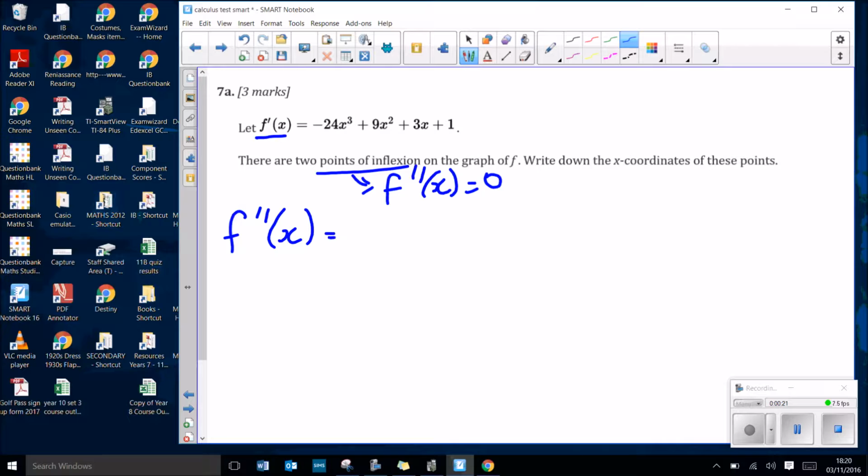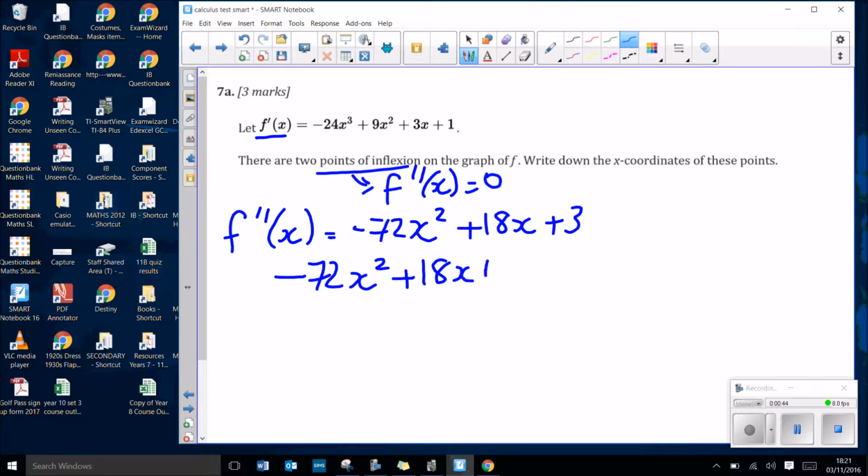So 3 times negative 24 is negative 72 x squared plus 18x plus 3. We know that the points of inflection occur when that's equal to 0. So negative 72x squared plus 18x plus 3 equals 0.